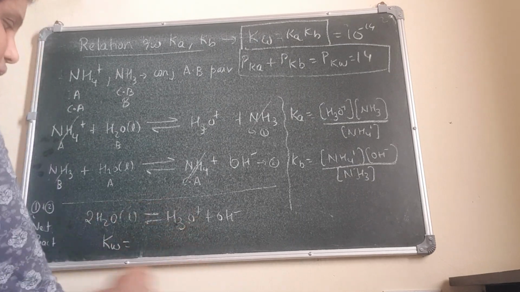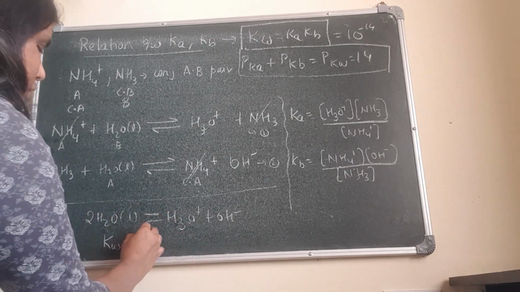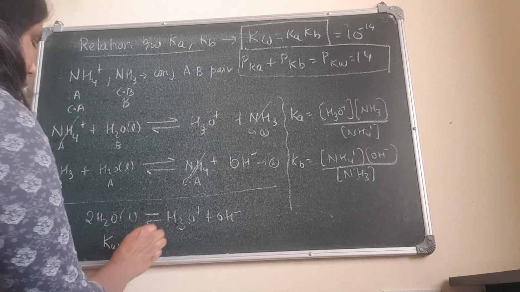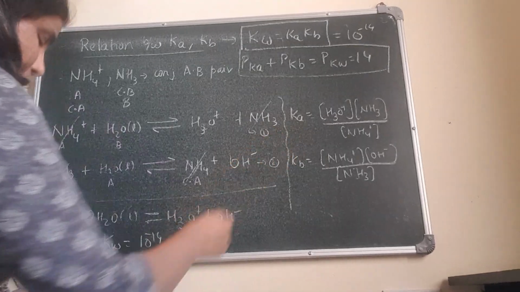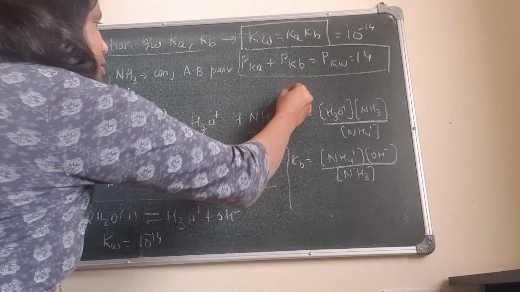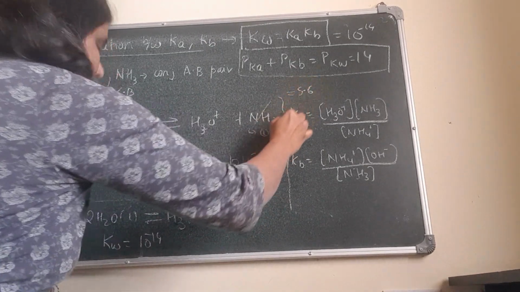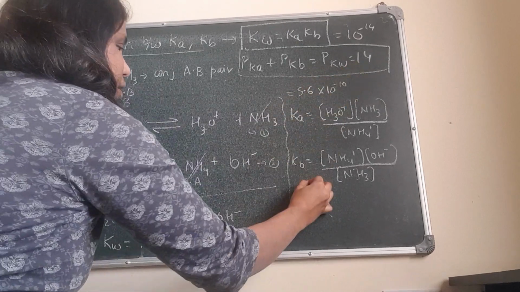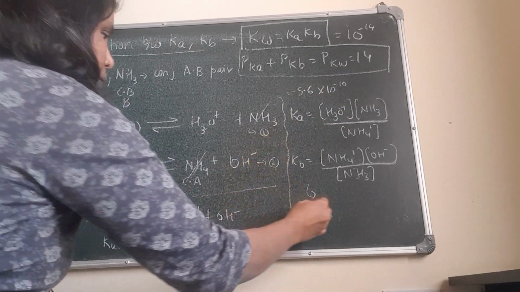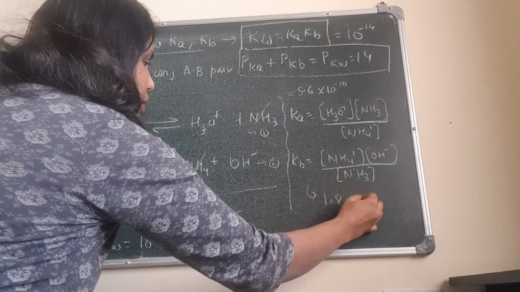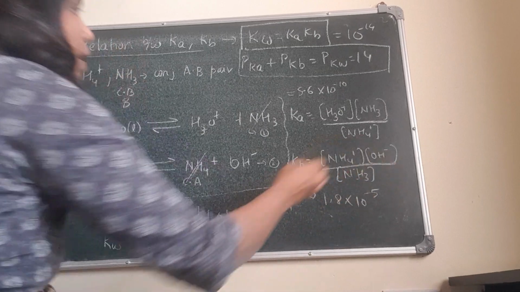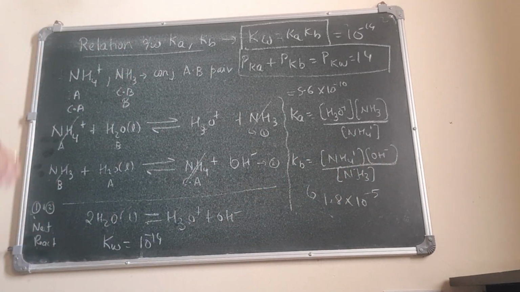If I write the concentration of this, you do not consider, you are going to get 10 power minus 14. And at STP, if you calculate this experimentally, Ka is going to be 5.6 into 10 power minus 10 and Kb was 1.8 into 10 power minus 5. So this was this much and this was this much.